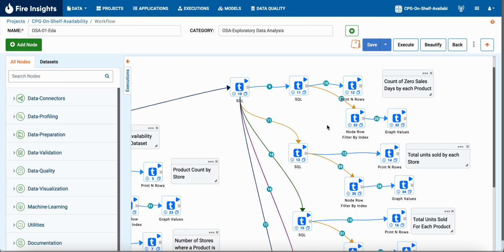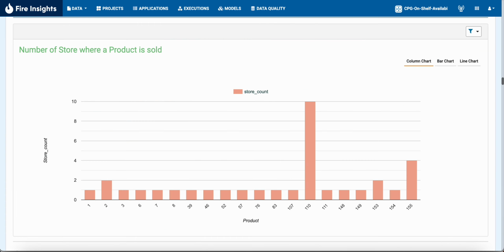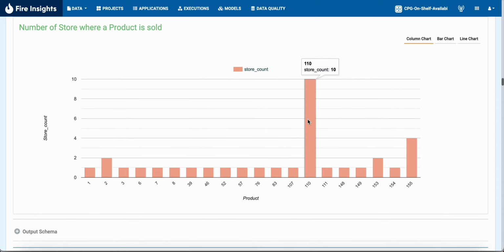Now let's take a look at some of the visualizations that we've created. The first graph we created was the number of stores where a product is sold. This essentially tells us how products are stocked, or how widely they are stocked among our stores. For example, we can see that product number 110 is stocked in 10 different stores. This is an outlier, and it may be useful in the future to keep track of this product number so that we can explore it further.